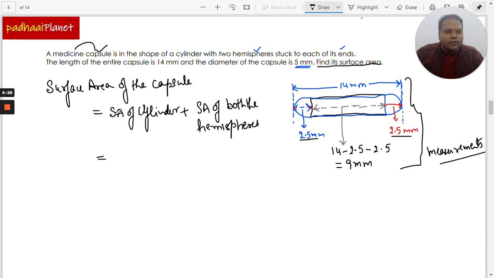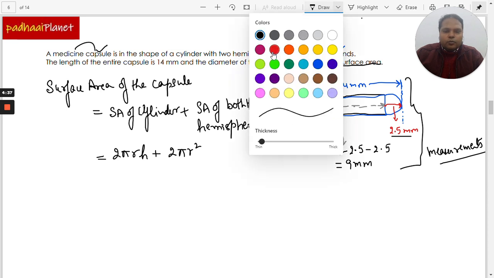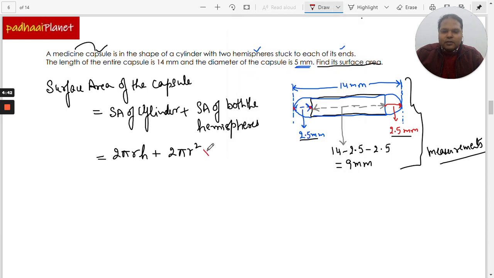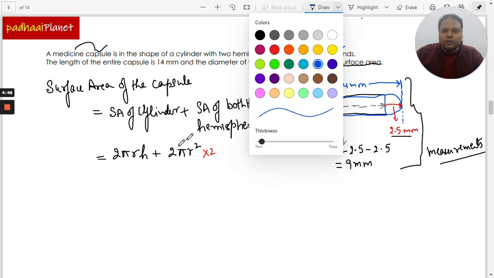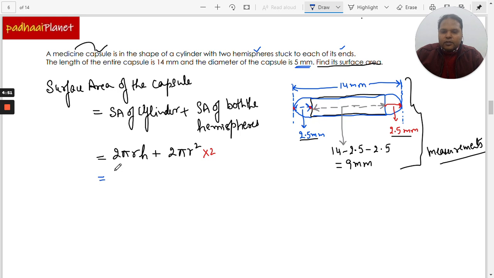So that's very simple. Let's just simply put the formulas. We know that the surface area of the cylinder is 2 pi r h plus surface area of one hemisphere is 2 pi r square. And since there are two hemispheres, we will multiply this with 2, right? And now let's put the values and we will solve it. So first we will get 2 pi r as common and h meaning 9, right? That's the length of the cylinder.